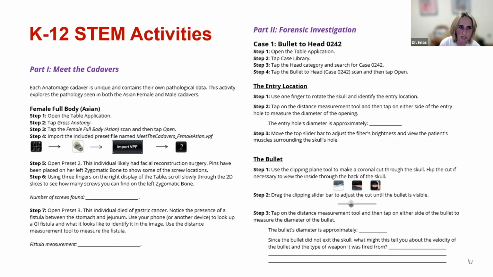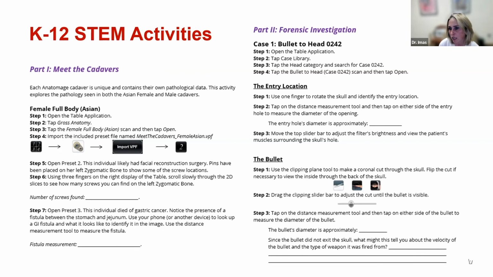So we took, in this example, a female, Asian female cadaver, and some of the structures the students get to explore. There is an activity that comes with the table called forensic investigation. It actually uses a bullet to the head case, as well as the two gunshot tracks that I talked about earlier. And the students get to locate the bullet.